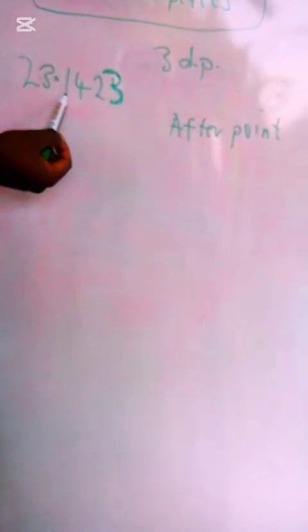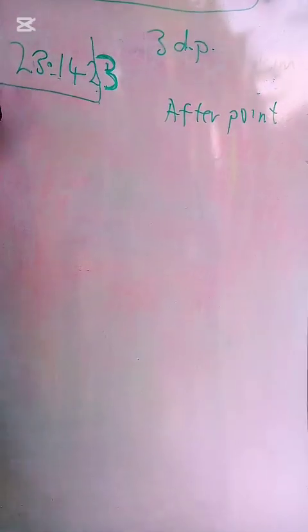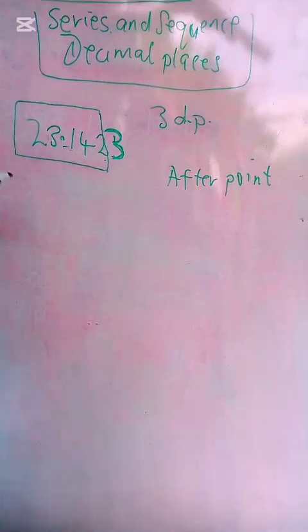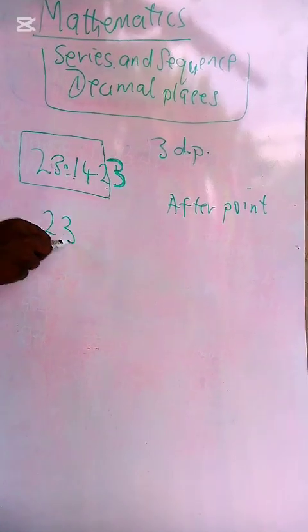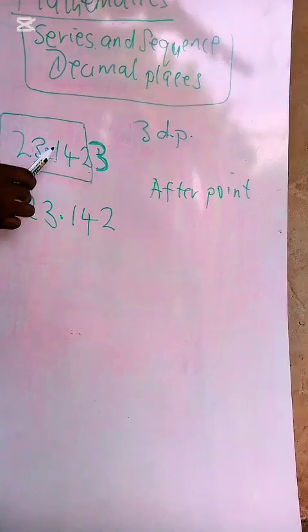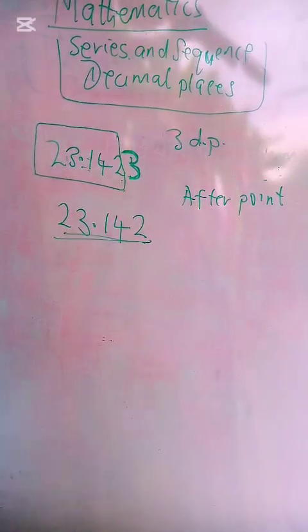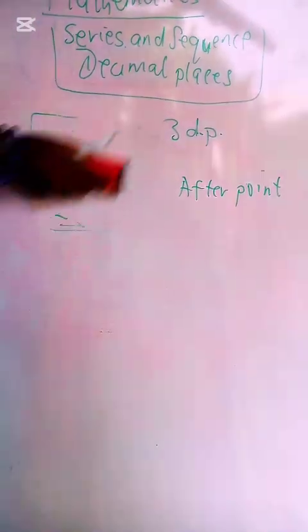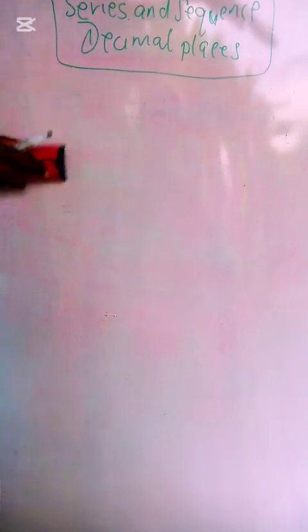So 3 decimal places implies 3 numbers. So after this point now, let's count 1, 2, 3. We stop here. We have gotten the 3 numbers. So this box now is our answer. Therefore, the answer to this question is 23.142. 1, 2, 3. So this is correct. This is the 3 decimal places. So let me show you another example so that you understand what I'm trying to teach.